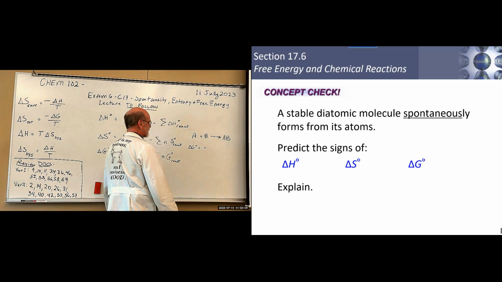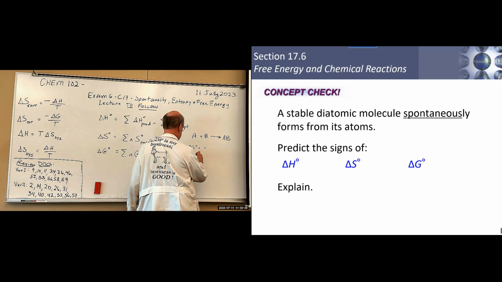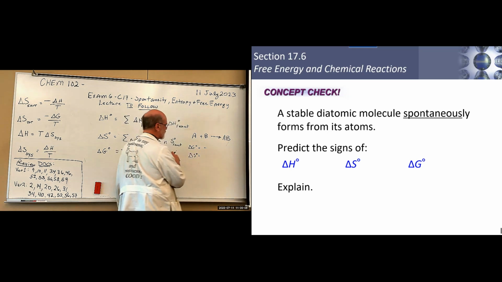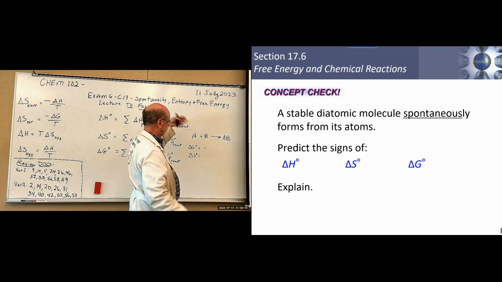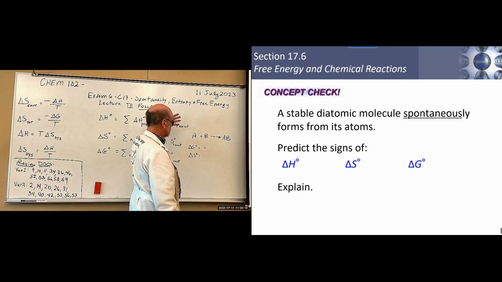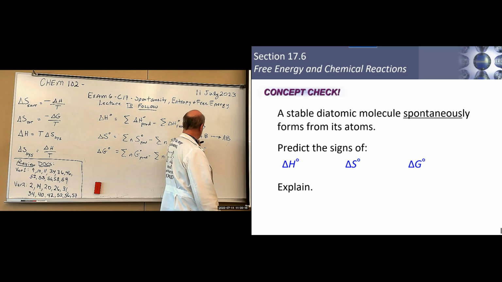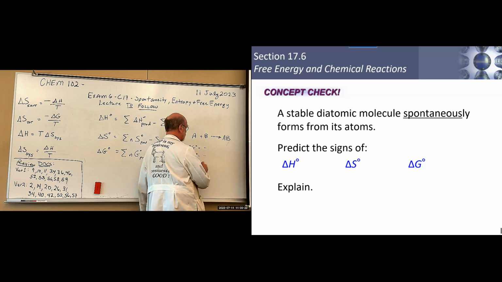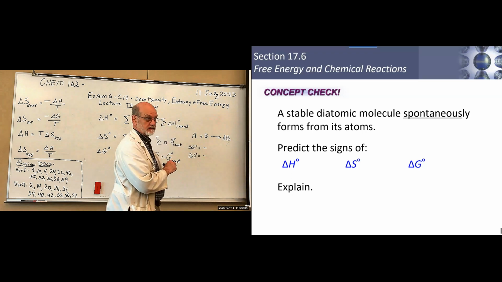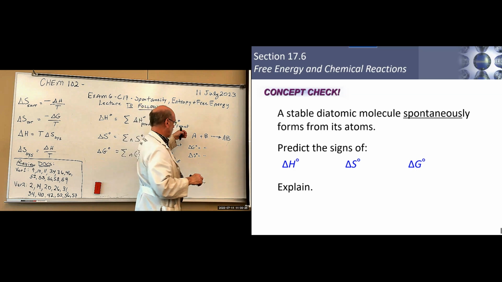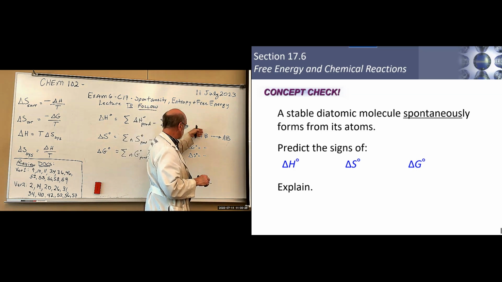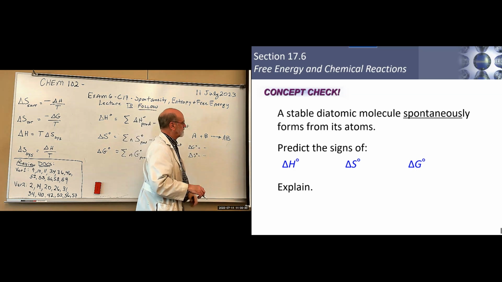How about delta S? Well, we can look at this in terms of positional entropy. It spontaneously forms from here to here. From these two to that one, you're going from 2 to 1. So this one should also be negative. Right? More ordered, from 2 independents to 1.